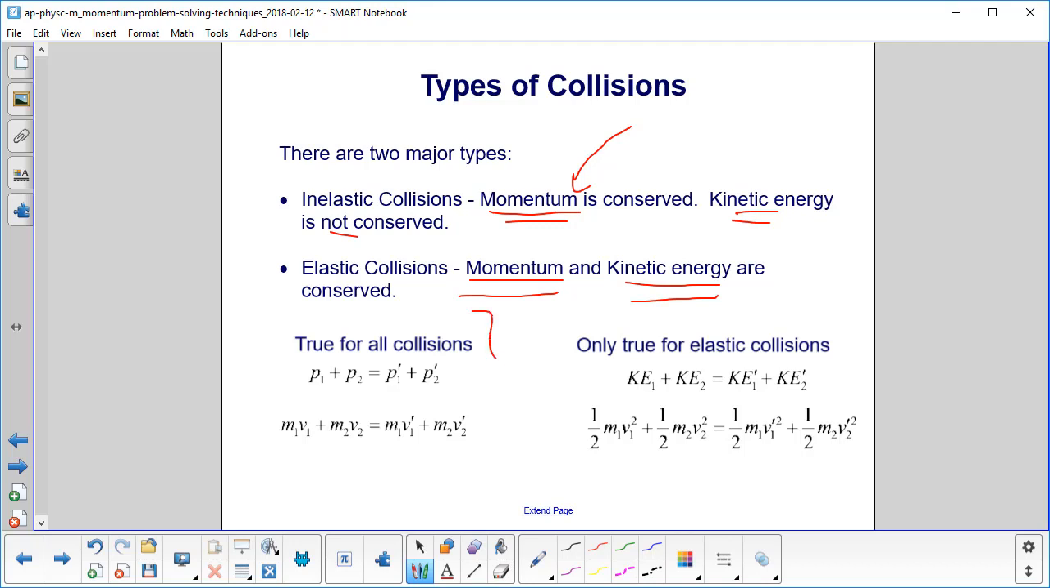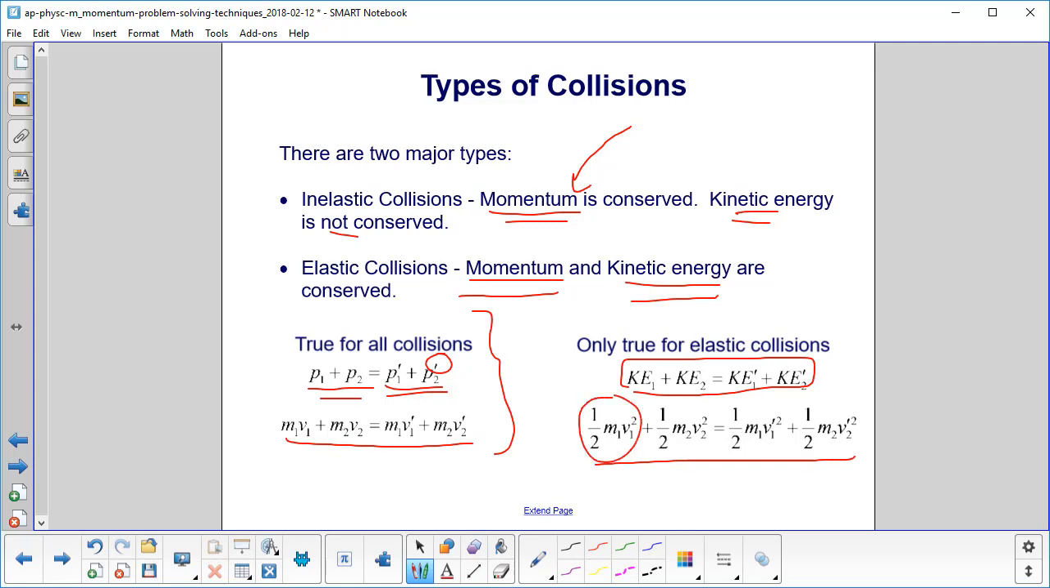So on the left-hand side here, true for all collisions, the initial momenta of two particles has to equal the sum of the final momenta, and typically we use that prime to show final. And then we just substitute in the value for momentum, which is mv. For elastic collisions, this is true, but this is not true for inelastic. So here you have our kinetic energies. Now, of course, this doesn't mean, for example, that this kinetic energy equals this one. It just means that the sum of the kinetic energies before the collision equals the sum of the kinetic energies after the collision.